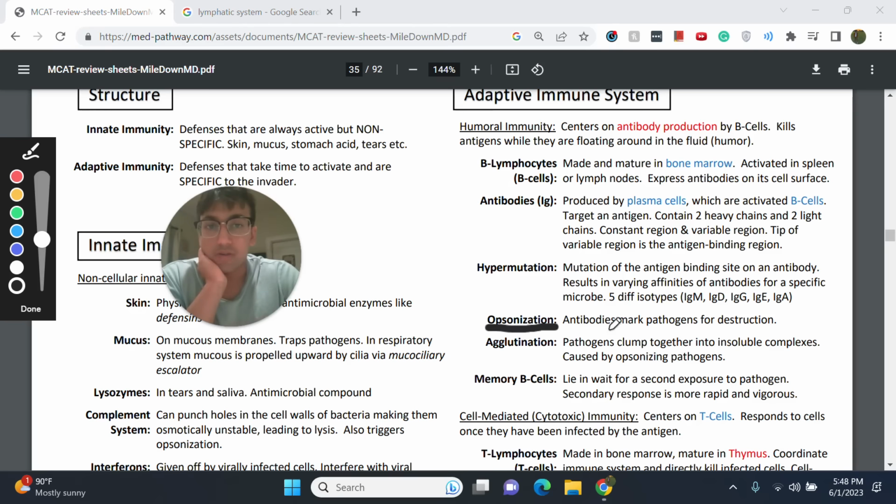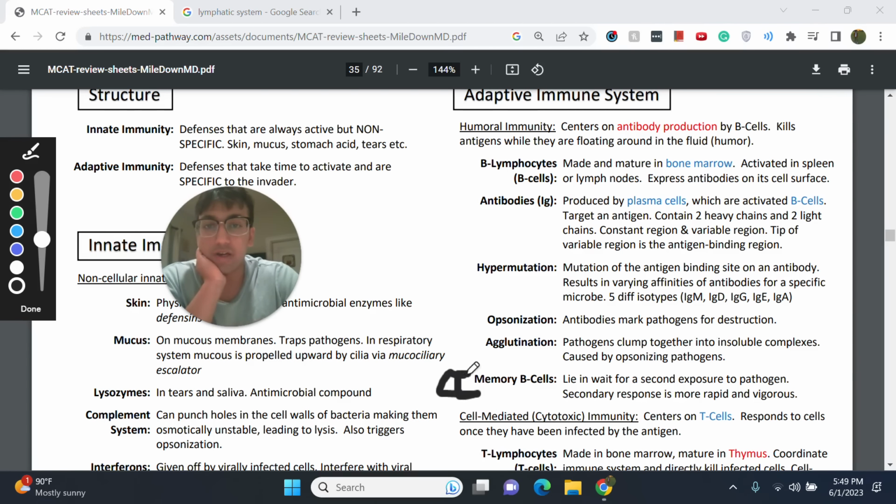Opsonization, again, remember, it's like this tagging system. It's when antibodies mark pathogens for destruction. Agglutination is when pathogens clump together and form insoluble complexes. And that's caused by opsonizing pathogens. So things that mark pathogens for destruction will also clump them together. And finally, we have memory B cells.